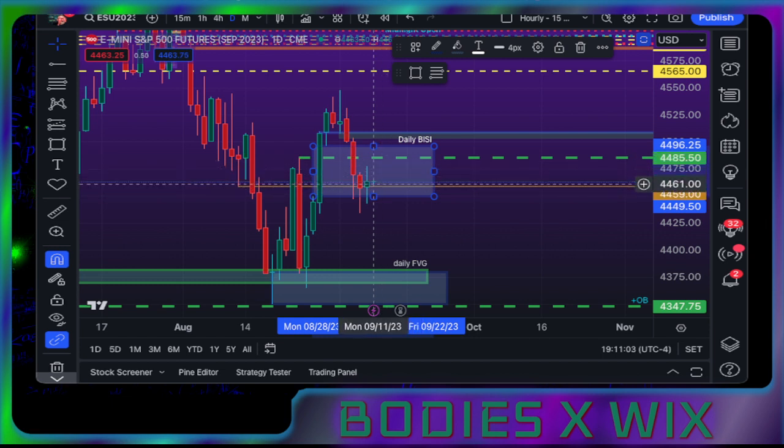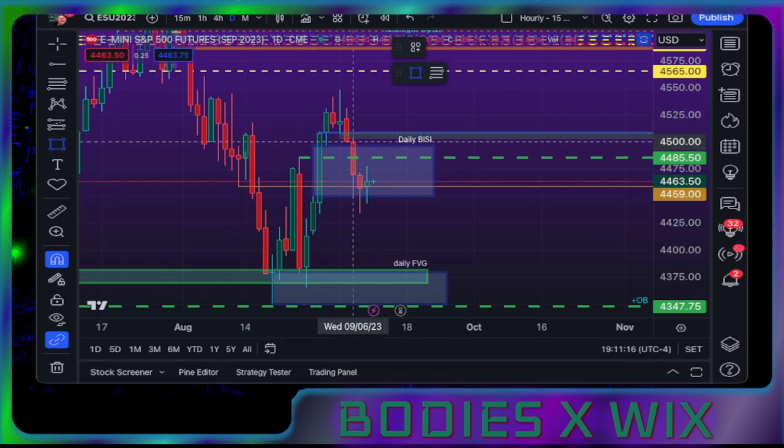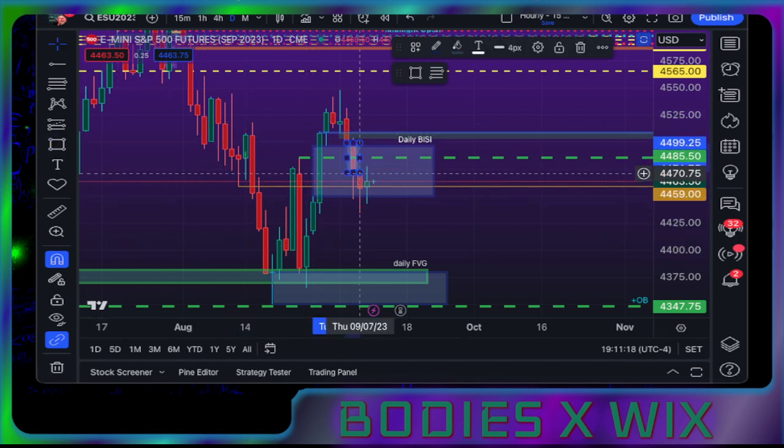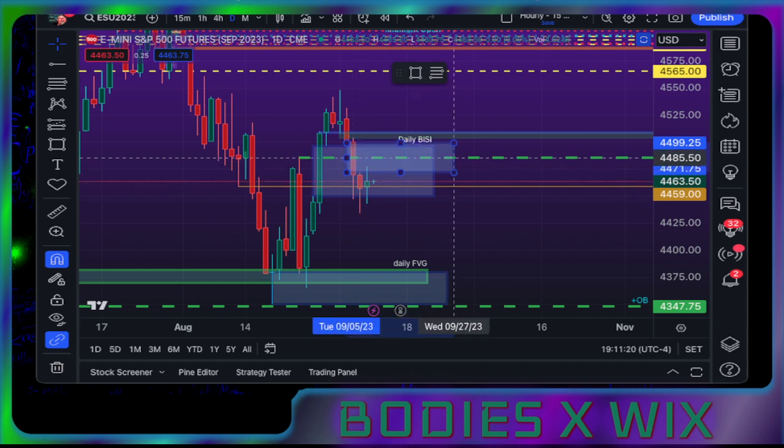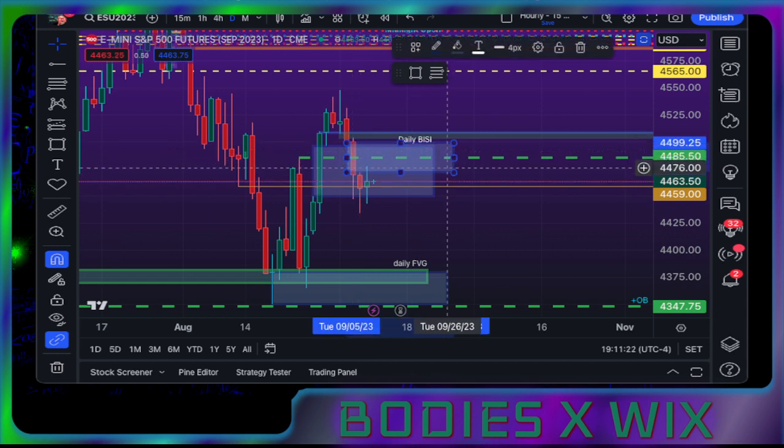So it may happen in a day. It may happen in a few days. Who knows? This could be a consolidation, as you do have another fair value gap within it, as you can see right here. That would be a SIBI.